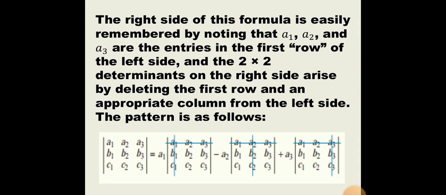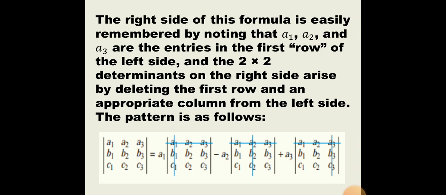So, we are writing a sub 1, a sub 2, and a sub 3, b sub 1, b sub 2, and b sub 3, then c sub 1, c sub 2, and c sub 3 horizontally. Now, to determine the value of a sub 1, we have to delete the first row and the appropriate column from the left side, since it is aligned with our a sub 1. Then the remaining determinant b sub 2, b sub 3, c sub 2, and c sub 3 is the value for our a sub 1.